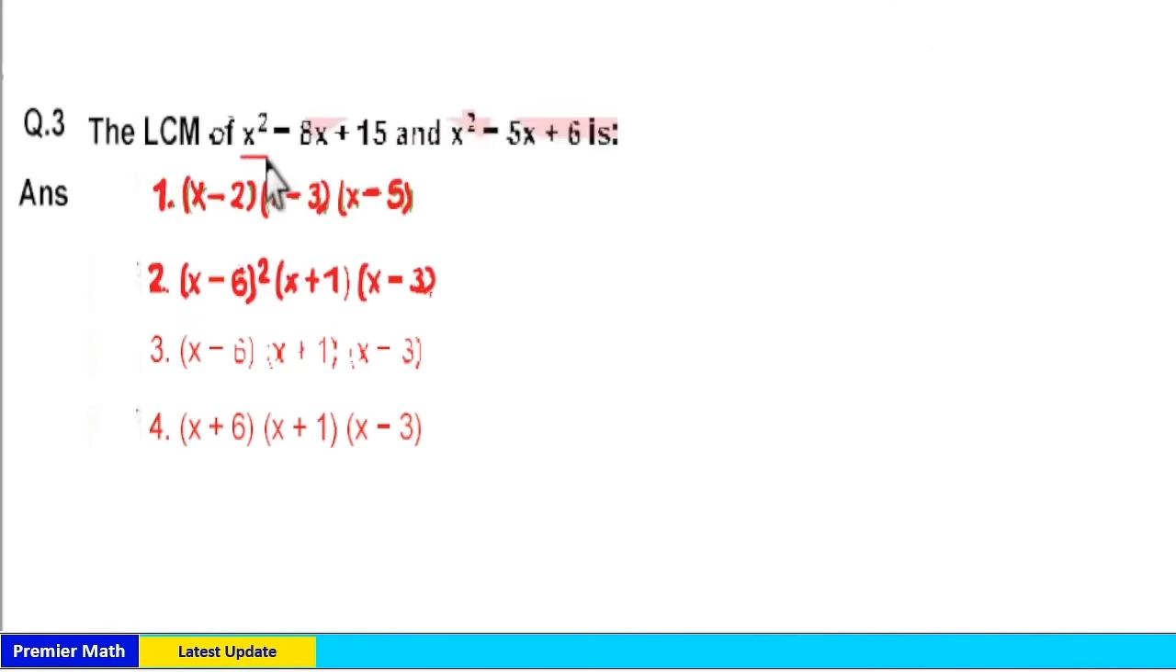LCM of x square minus 8x plus 15 and x square minus 5x plus 6. Here just by looking at these two equations, we can find the answer from this option. That is, just take the factors of these two equations. If you look at this, this is x square minus 8x plus 15. 15 is equal to 3 into 5 and 8 is equal to 3 plus 5, 8. Now here 3 into 2 is 6 and 3 plus 2 is 5. Now you can see 3, 5 and 2 are in factors of this equations. So, if you look at this, option 1 is your answer.